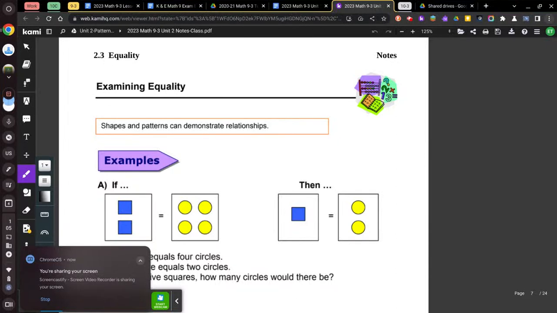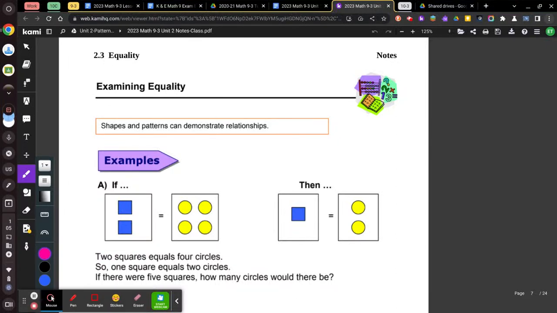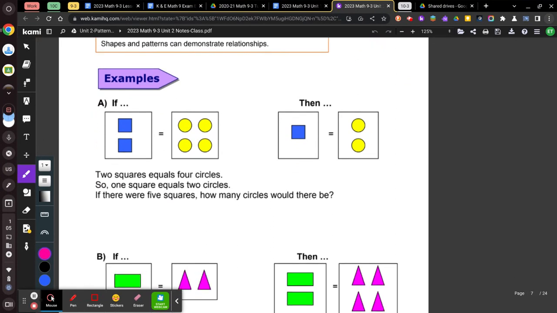Okay, this is lesson 3 called equality. We're going to be examining what two things can make something equal. It says shapes and patterns demonstrate relationships. If we look at the first two, it's saying that 2 squares are equal to 4 circles. So if I were to divide that in half, I would get 1 square equals 2 circles.